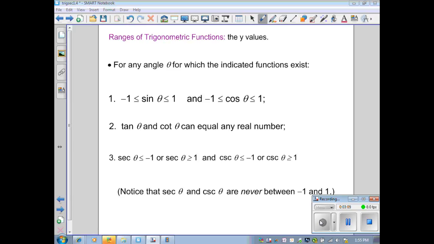Tangent theta and cotangent theta can equal any real number, and also I like to see where number 1 relates to number 3, since sine and cosine are between negative 1 and 1. Secant and cosecant are the exact opposite, where secant theta has to be less than negative 1 or greater than 1, and also for cosecant theta, which is less than a negative 1 or greater than 1, since they are reciprocals or opposite of my sine and cosine theta. Notice that secant theta and cosecant theta are never between a negative 1 and 1.